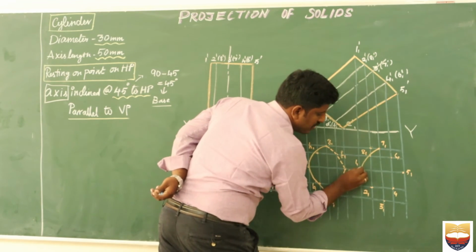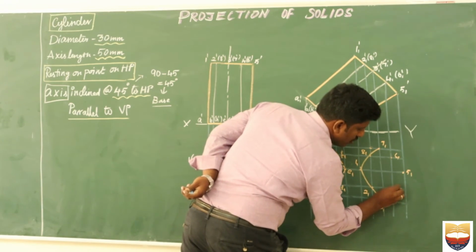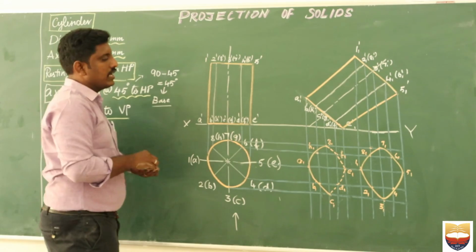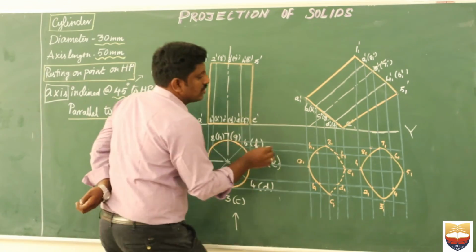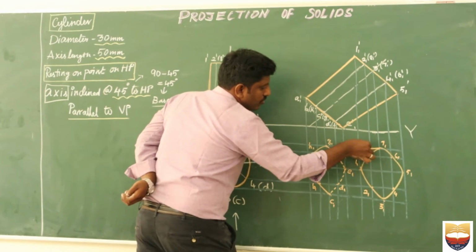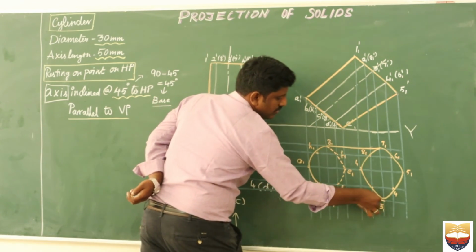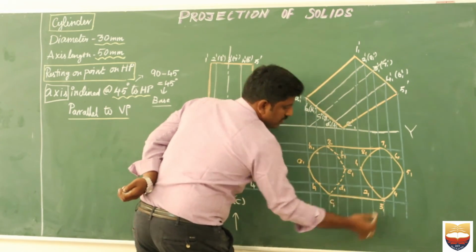Again you use your French curve to complete the diagram. Okay, as I told you earlier, only two directors should be joined. So I am joining here as G to 7 and 3 to C. So that's all. The problem is completed.